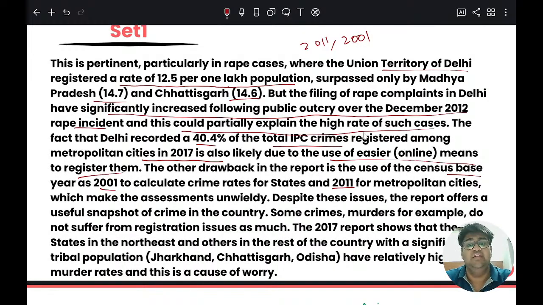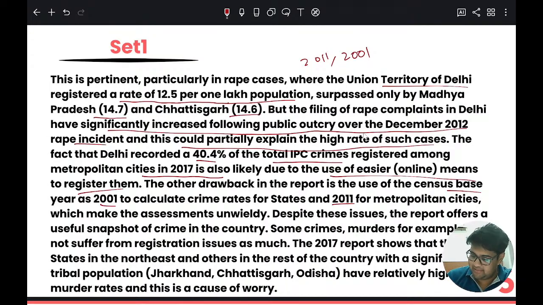Despite these issues, the report offers a useful snapshot of crime in the country. Or even though all these issues are there, the report offers a useful snapshot. It is still useful because this is all we have. Some crimes, murders for example, do not suffer from registration issues as much. In a murder case, the state is the opposition.